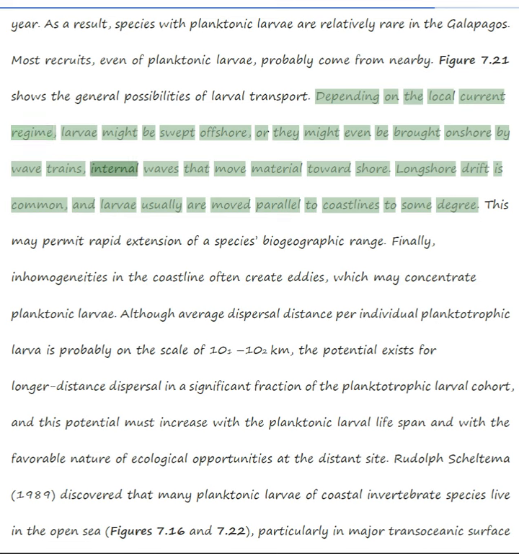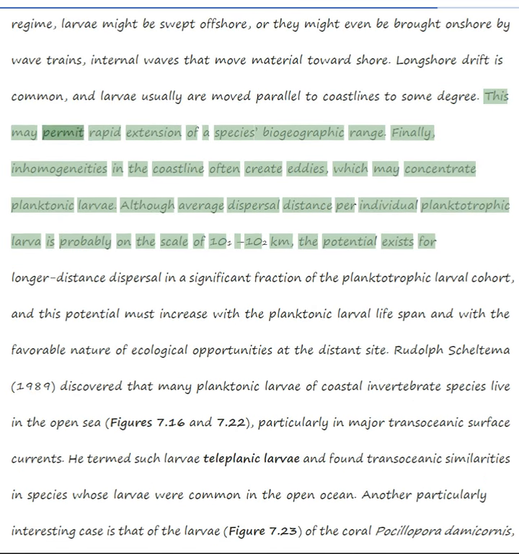by wave trains, internal waves that move material toward shore. Longshore drift is common, and larvae usually are moved parallel to coastlines to some degree. This may permit rapid extension of a species' biogeographic range. Finally, inhomogeneities in the coastline often create eddies, which may concentrate planktonic larvae.